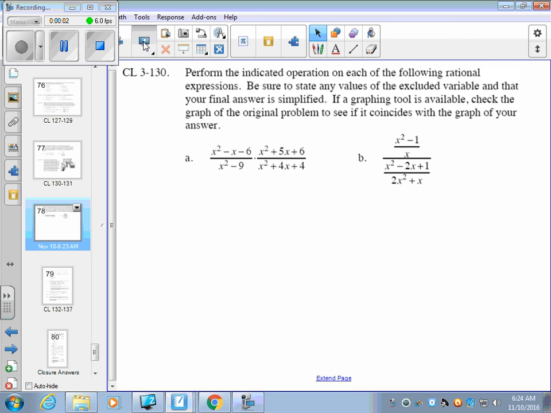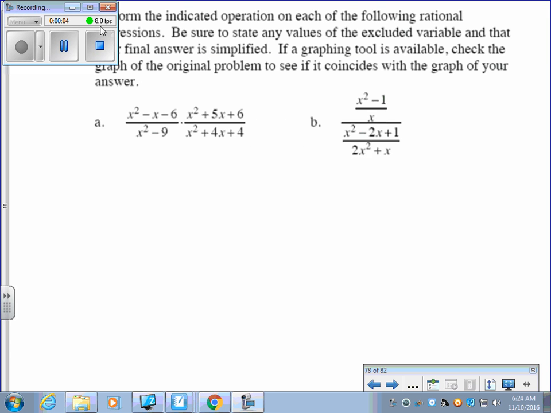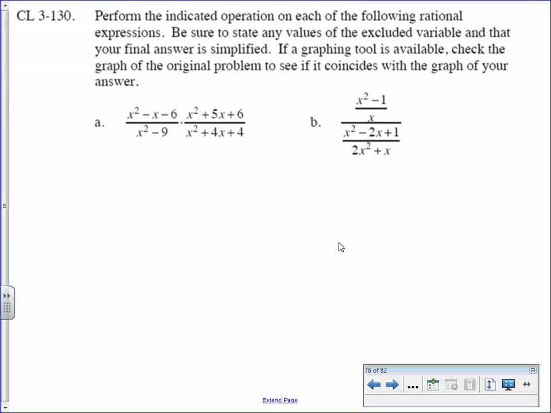Alright, so this video is going to look at multiplying and dividing rational expressions. We're going to do closure problem 3-130. Perform the indicated operation on each of the following rational expressions. Be sure to state any values of the excluded variable and that your final answer is simplified. If a graphing tool is available, check the graph of the original problem to see if it coincides with the graph of your answer. Okay.